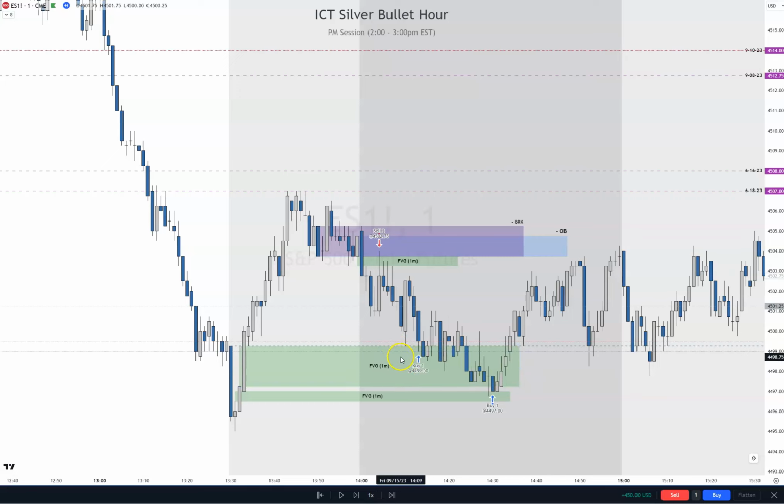So we decided to follow price down into this fair value gap as a target, and we took our trade when it went up into this order block and breaker block and fair value gap. We took a partial when it hit this fair value gap as our target because it was a large fair value gap, knowing that it could bounce, could have some kind of reaction. So then we took a partial, moved our stop to break even, and then it ended up hitting our final TP. And that's what our PM silver bullet looked like on September 15th.